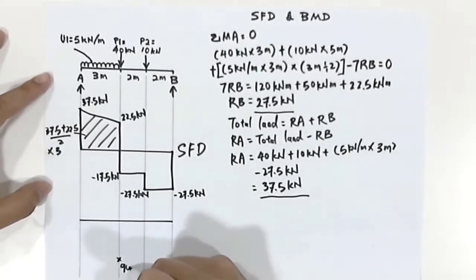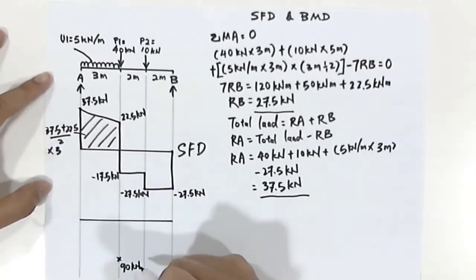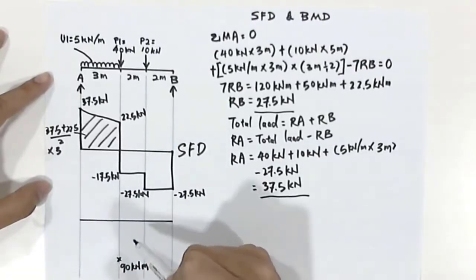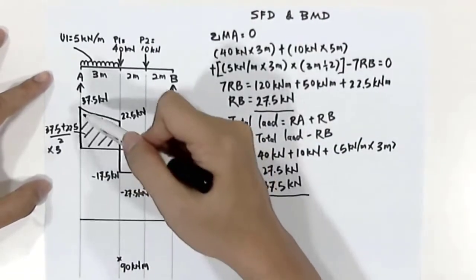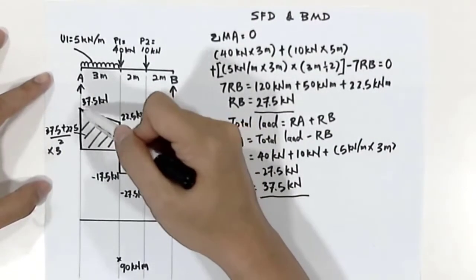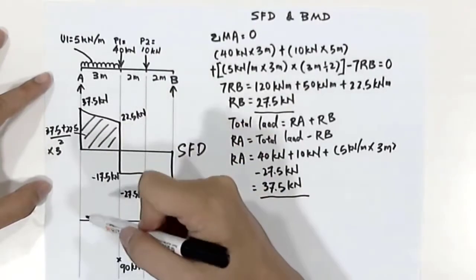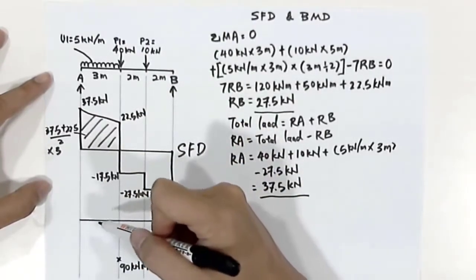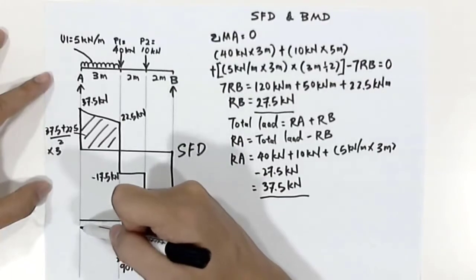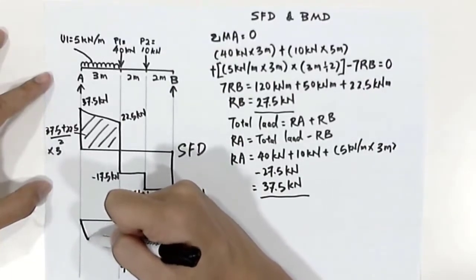90 kilonewton meter. And by looking at this diagram, the line here is a linear line, so in the bending moment diagram, we'll draw a curved line.